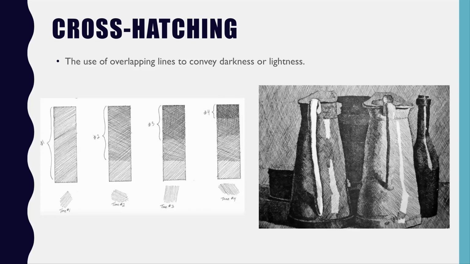Cross-hatching is a technique where the artist will overlap lines. In this first example, it's simply hatching, and there's no overlapping of the lines. They just run parallel. The more you overlap, or the thicker the line, or just the closer they are to each other, the darker the value. If you look at this still life, you can see a variety of cross-hatching, from extreme dark, to medium, to light.